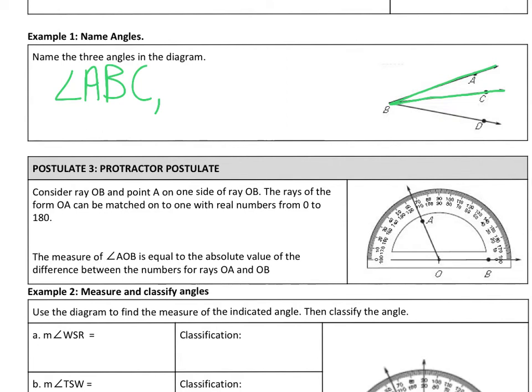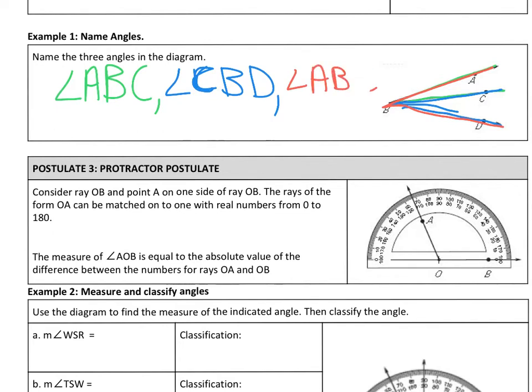You see that little symbol to the left of ABC? That's the universal symbol for angle. So that means angle ABC. Next, I'm going to name another one. I'm going to go from C to B to D. So I could name that angle CBD, using B as the vertex. And then the final angle I could name is angle ABD. ABD, not C. ABD.